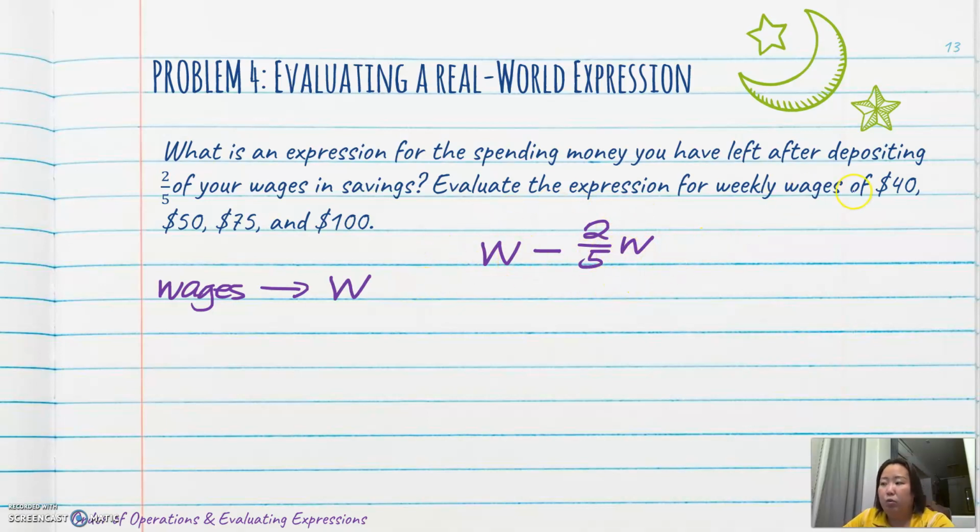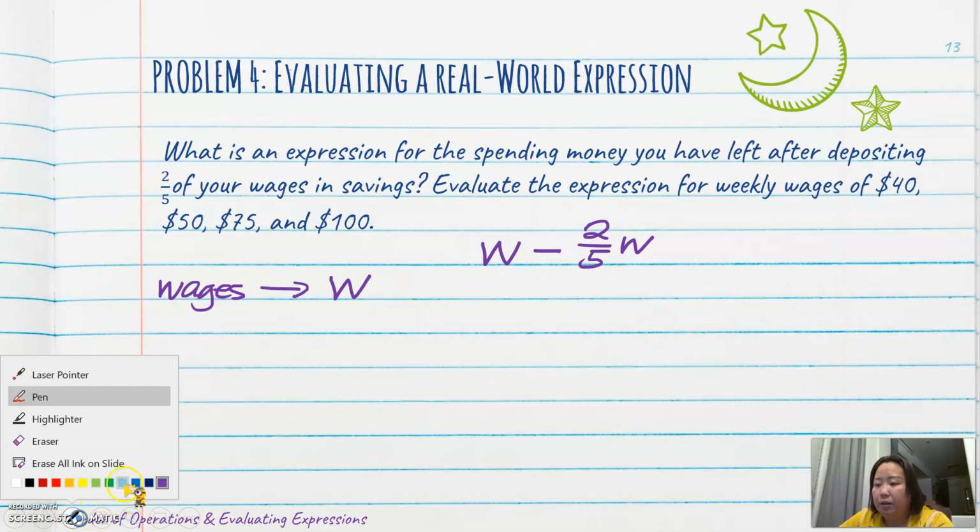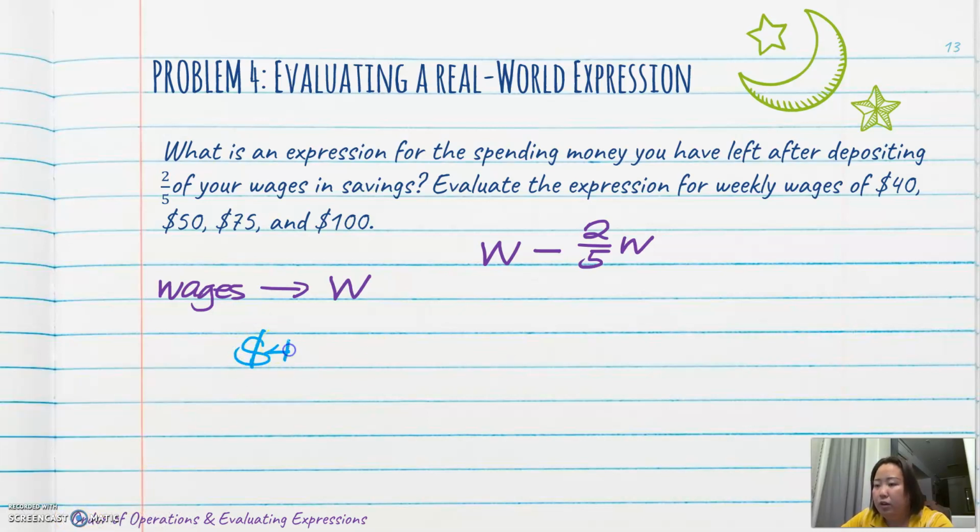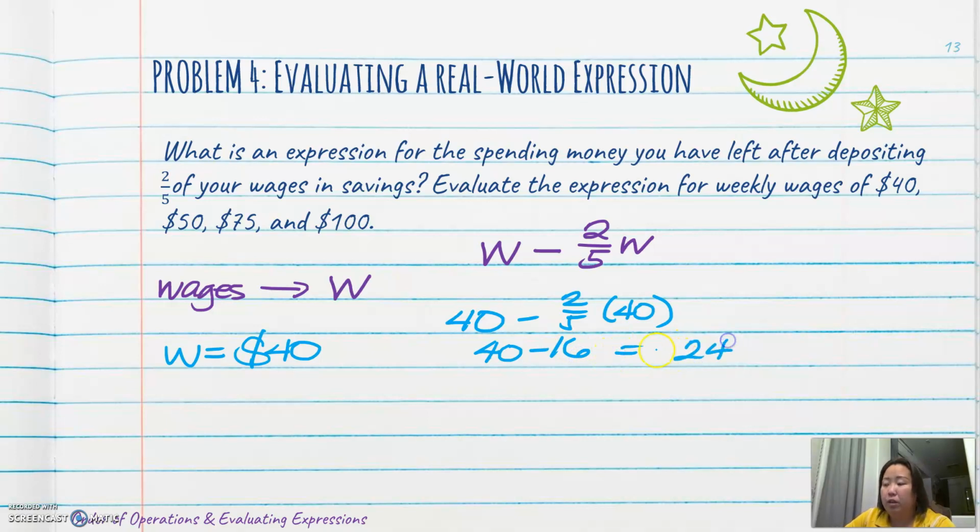Now if your weekly wage was $40, we can replace it. If W is equal to $40, that would be 40 minus 2/5 of 40. If you simplify, you will have 80 divided by 5, which is 16. So this is 40 minus 16, and that's 24. So you still have $24 left after you deposited $16 if you have a wage of 40.